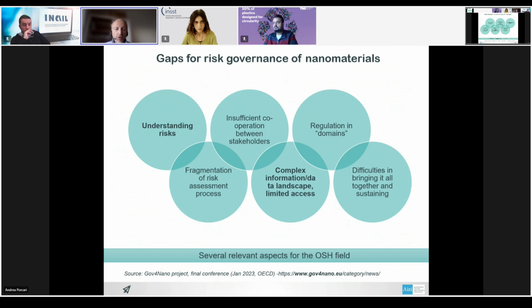At the final conference of the Govern Nano project I mentioned before, there was this slide giving a very overall synthesis of the gaps for risk governance of nanomaterials, and some are for sure relevant also for the OSH field, in particular the issue of understanding risks and the fact that we have a complex information and data landscape.